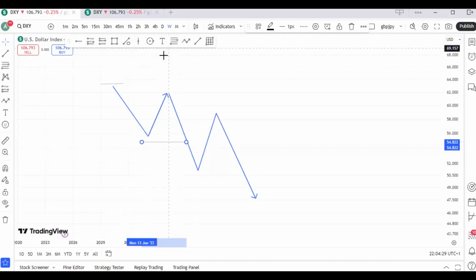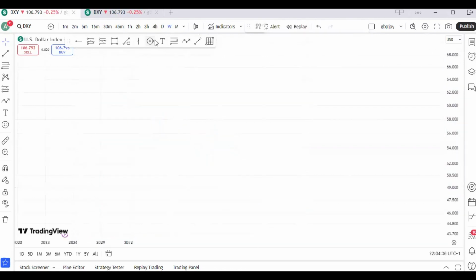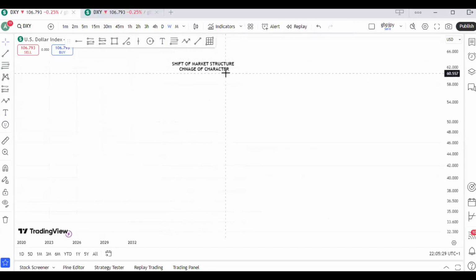Now, there's another terminology that people normally misinterpret with break of structure. We call this one shift of market structure. Some people use either shift of market structure or change of character. I'll explain that also. The whole relevance or the essence of shift of market structure or change of character is to know when the market is changing direction.